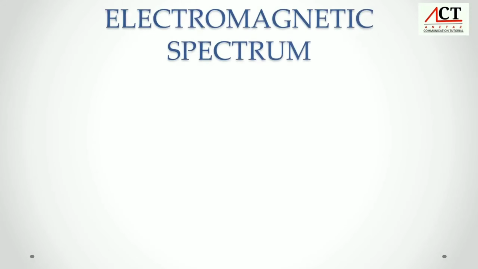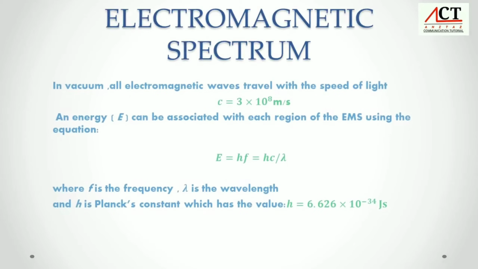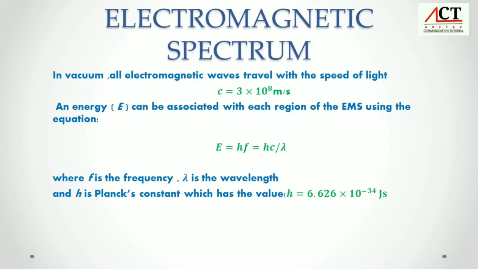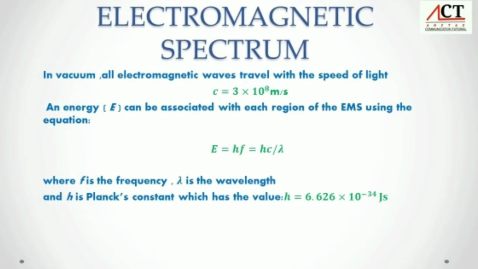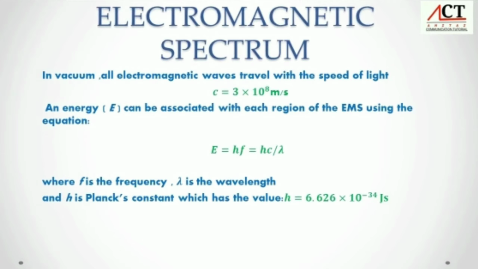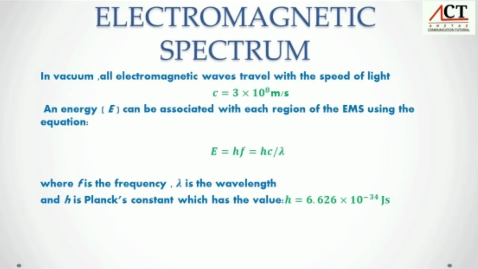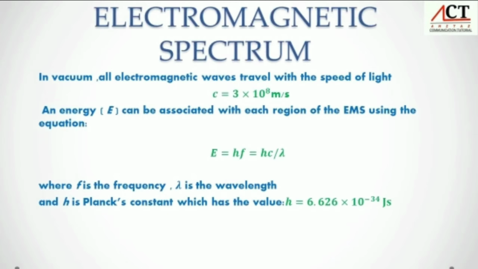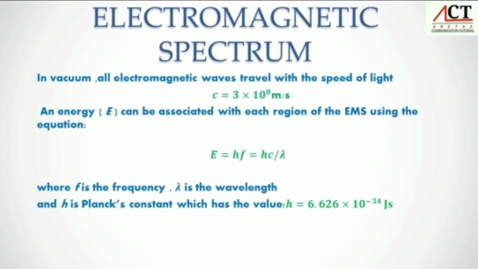Electromagnetic waves are characterized by wavelength and frequencies, and from that we can find the energy associated with the waves. Using this equation, energy is equal to h into f and is equal to hc by lambda, where c is the speed of light in vacuum and whose value is 3 into 10 to the power 8 meter per second. f is the frequency and lambda is the wavelength. h is the Planck's constant whose value is 6.626 into 10 to the power minus 34 joules second.